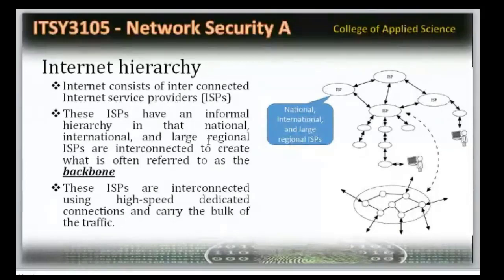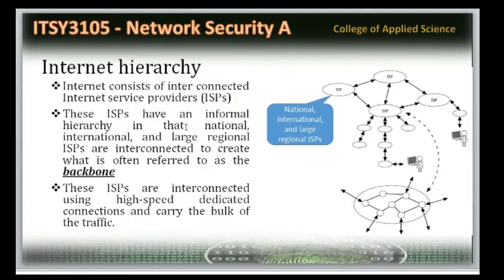Now, large ISPs are interconnected to create what is often referred to as a backbone. So this is going to be the backbone network. If anybody wants to connect with the internet in this world, they have to use these ISPs. Without the help of the ISPs, they cannot connect. So I am going to say it is a backbone, a backbone network.